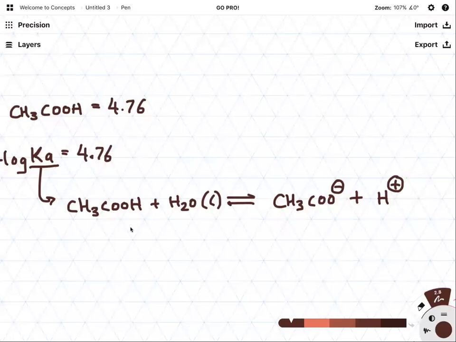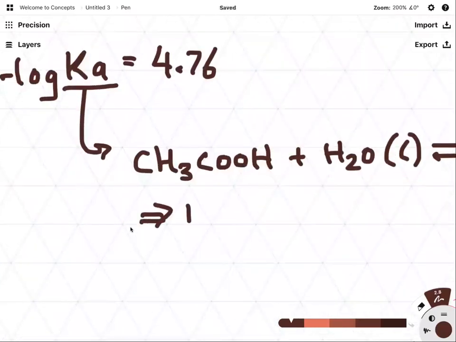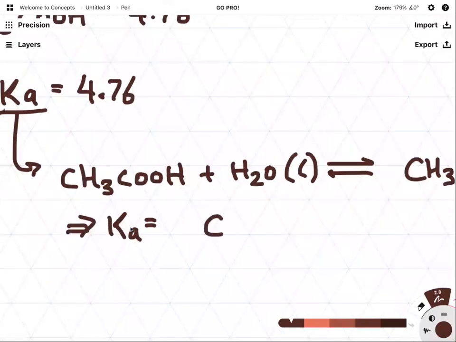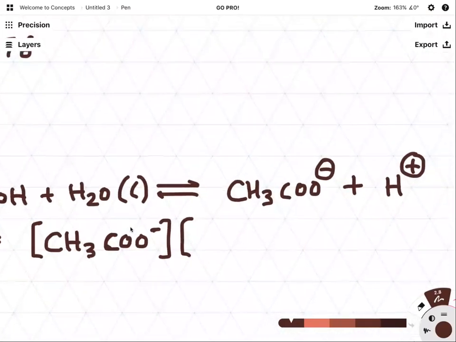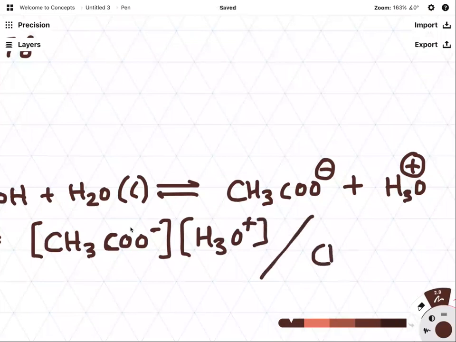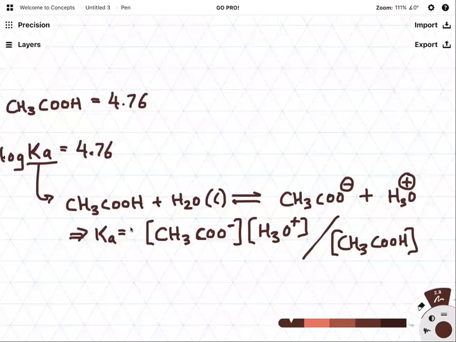So that implies that the Ka is products over reactants. The water is a liquid, it's in liquid form, so we don't include that in this equilibrium expression. We will for the overall reaction that we're looking at, but not in this. So this is going to be CH3COO minus, one of the products. I should have put H3O plus, all over our reactant, CH3COOH. So that's what Ka is.